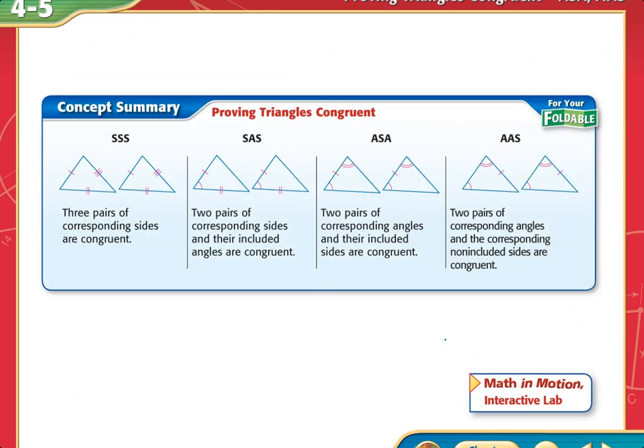Proving triangles congruent, we have the 4 different methods. You need to know these 4 methods for your test and be able to verify them. You're also going to have to make sure you can do a 2-column proof, and probably a paragraph proof. I probably won't make you do a flow proof.